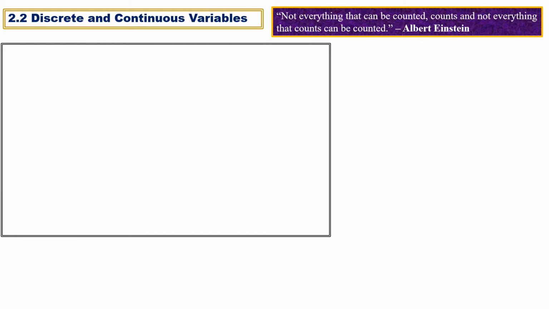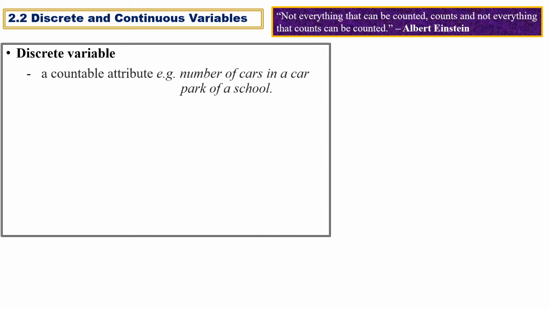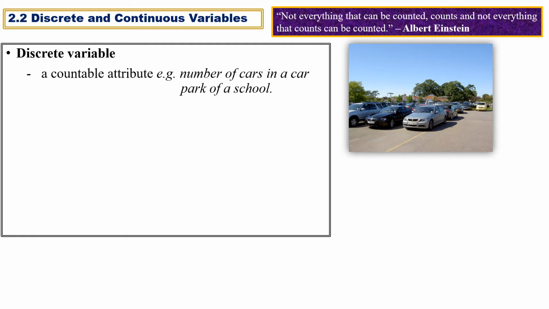Now, there are discrete variables and there are continuous variables. A discrete variable is one that is a countable attribute, meaning it can be counted. You have to count it in order to obtain the value. An example of this is the number of cars in a car park of a school. And if you look to the picture on your right, here's a car park with cars parked in it. You can take up the challenge to determine just how many cars are parked there. When I did it, I could only see about 14 to 15 cars, but maybe you could see some more. So try it out if you like. Pause the video and count the number of cars in that picture.